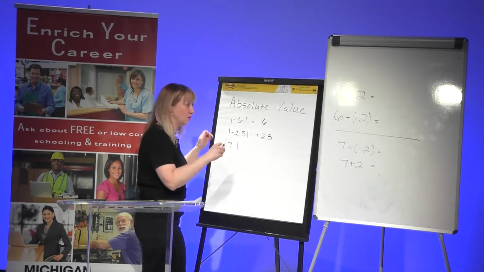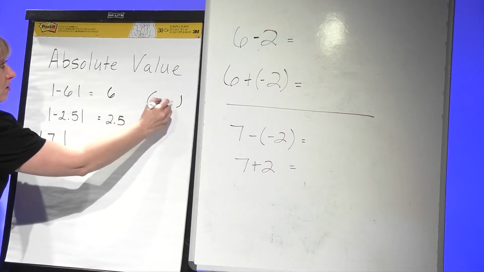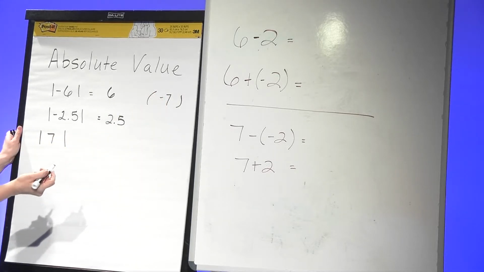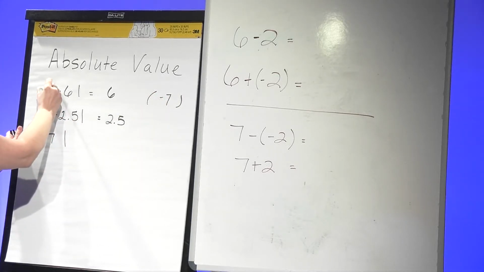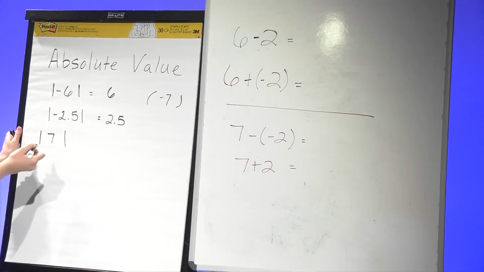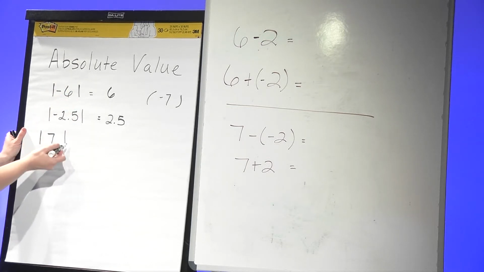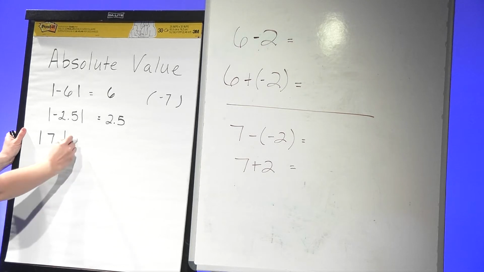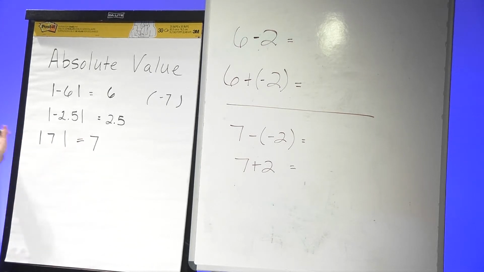Don't get it confused with parentheses, okay? -7 in parentheses means -7. Absolute value has to be these straight bars. And then the absolute value of 7, same thing, it's 7 because it's the distance from 0 to 7 on a number line. So now we're going to look at a slide, and it shows you a number line.